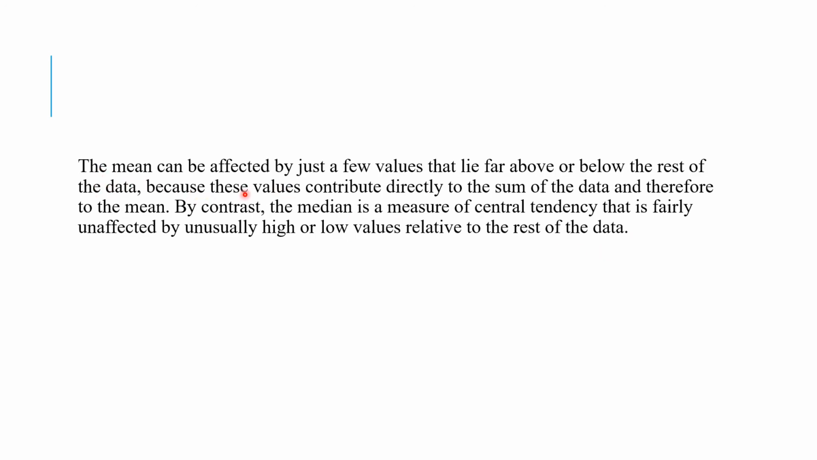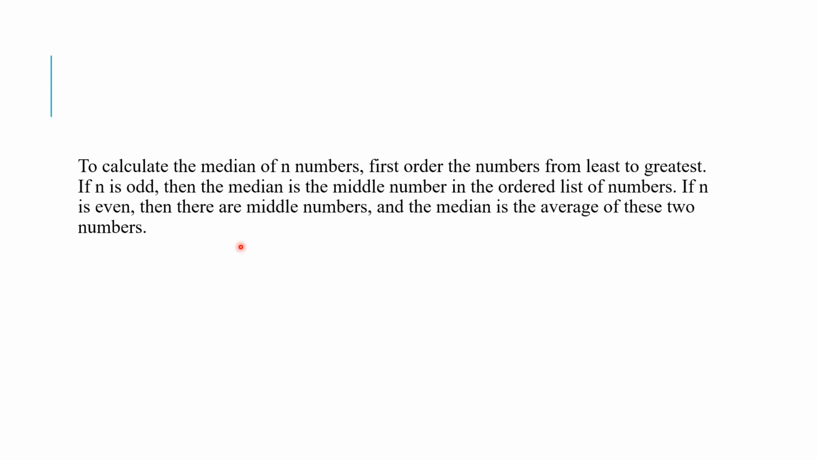The mean can be affected by just a few values that lie far above or below the rest of the data, because these values contribute directly to the sum of the data and therefore to the mean. By contrast, the median is a measure of central tendency that is fairly unaffected by unusually high or low values relative to the rest of the data.